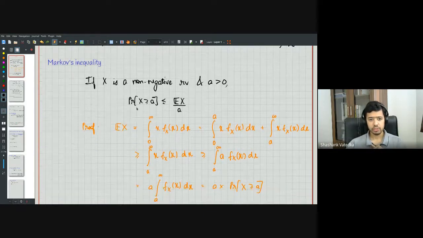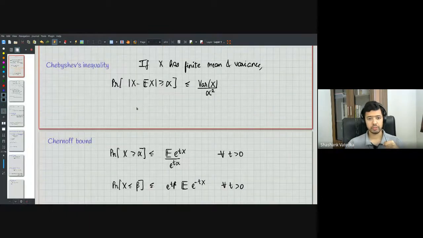The most basic inequality, which you would also have seen in your probability course, is Markov's inequality. It says that if x is a non-negative random variable, then for any number a greater than 0, the probability that x is greater than or equal to a is upper bounded by the expectation of x divided by a. It's a very simple inequality, and here's a proof; you can go through it later. But it forms the foundation of many other inequalities that you can prove.